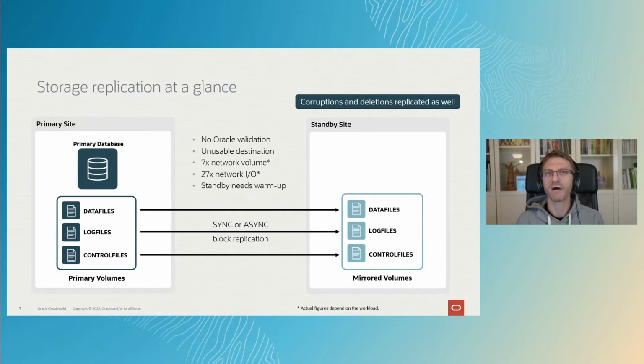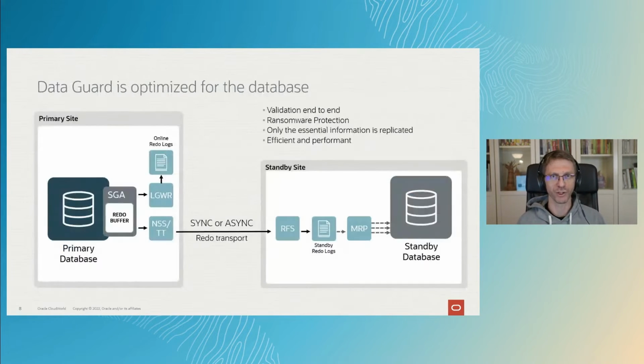but also all the blocks that are in the data files, in the temp files, log files, and control files, all the blocks are replicated. And that makes the whole process quite inefficient because there is much more bandwidth needed for that. And also the network IO required is much bigger. That means that you have ingress or egress cost if you are, for example, in a cloud provider. Using storage-based replication will also affect the cost of the solution in general. DataGuard, on the other side, is optimized for the replication of the database.